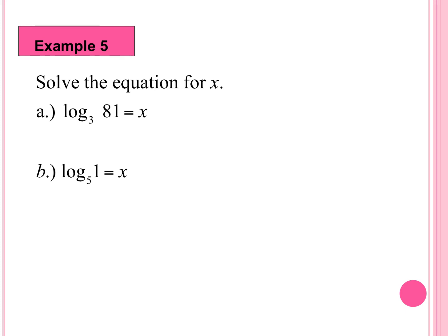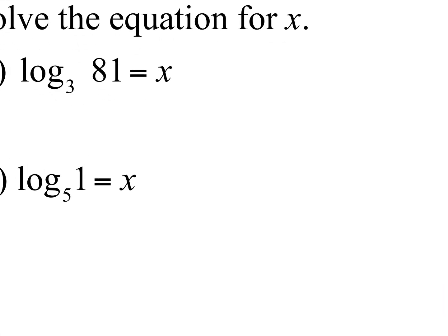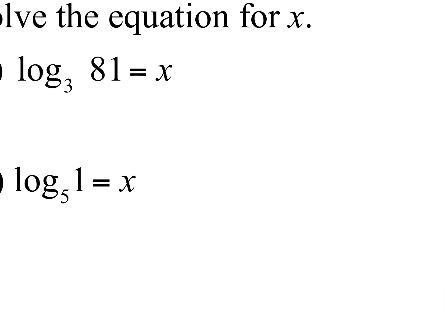All right, look at A. Solve the equation for x. So log base 3 of 81 equals x. We'll do the long way around and then we'll eventually get to be able to do this in your head, okay? 3 comes over here and picks up the x. So 3 to the x equals, this drops off, 81.